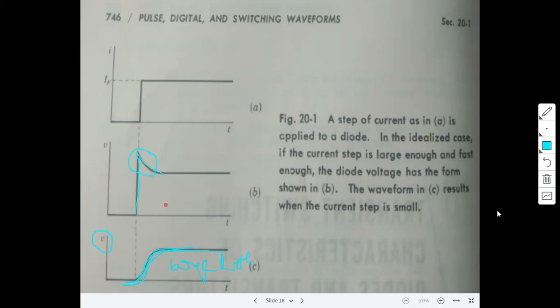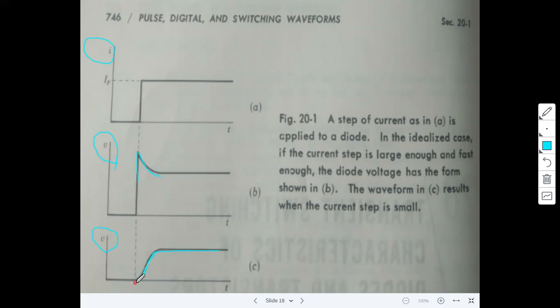Okay, observe here. Observe these two waveforms. These two are the diode voltages for the input signal, this one. If the input signal amplitude is large and the rise time is small, you will get this type of response. What is the condition? Sufficient amplitude, small rise time. For this one, not sufficient amplitude, slow rise time or large rise time.